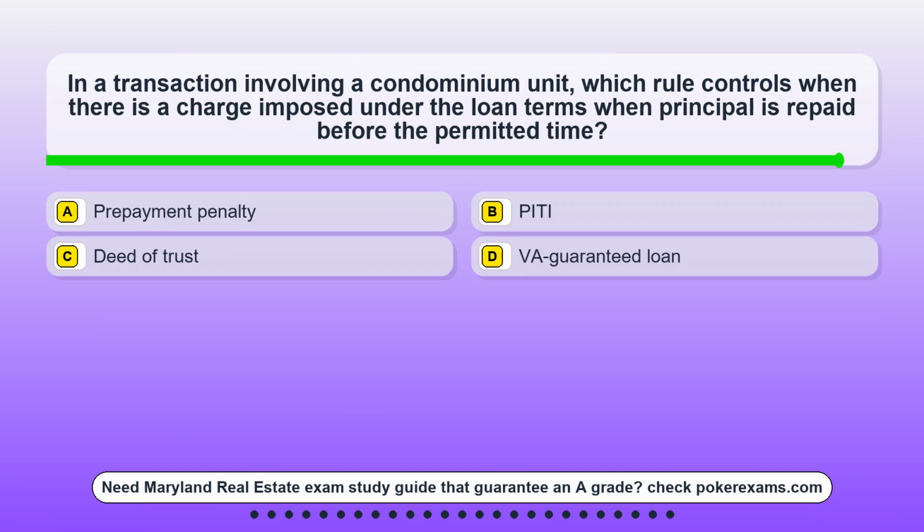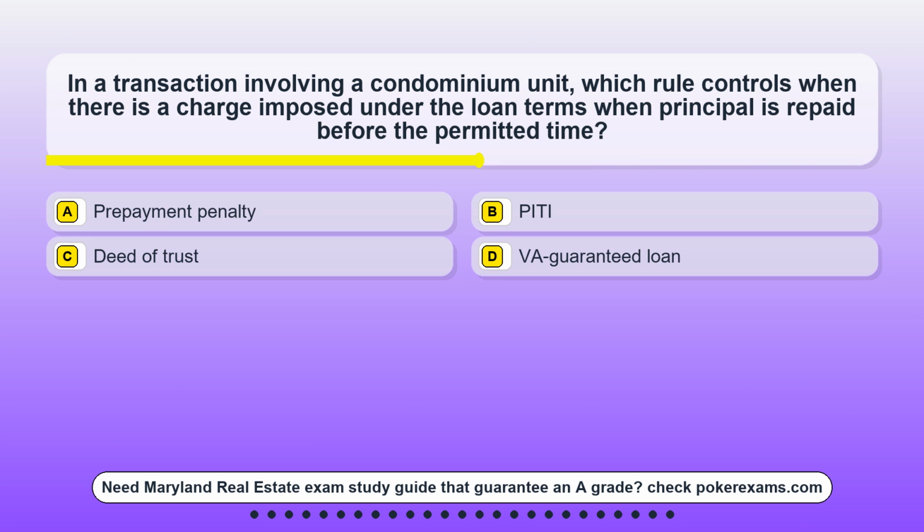Question 5. In a transaction involving a condominium unit, which rule controls when there is a charge imposed under the loan terms when principal is repaid before the permitted time? Option A, prepayment penalty. Option B, parity. Option C, deed of trust. Option D, VA-guaranteed loan.